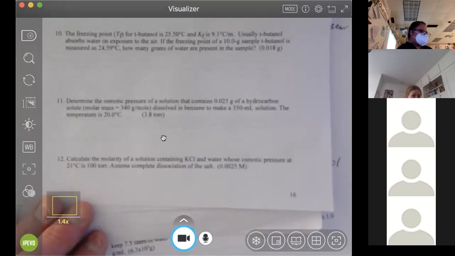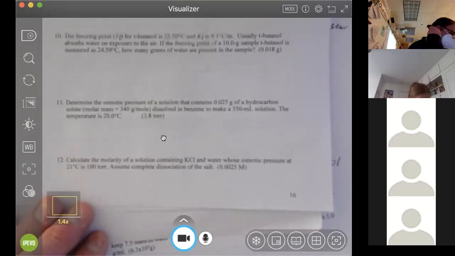Isn't 760 torr equal to one atmosphere? Yep. Okay, just wanted to make sure.